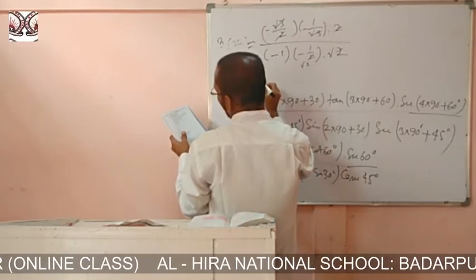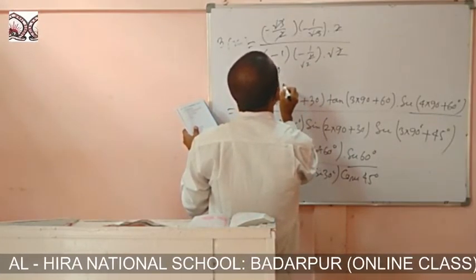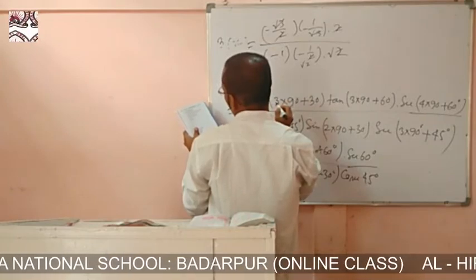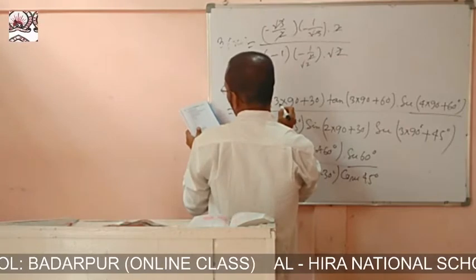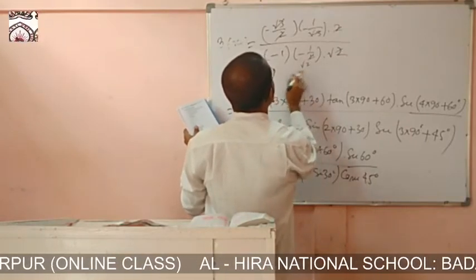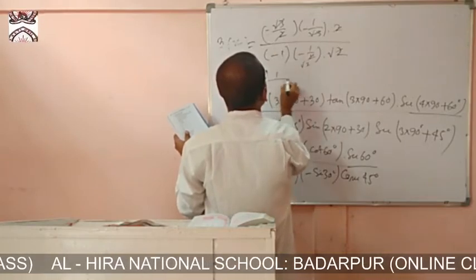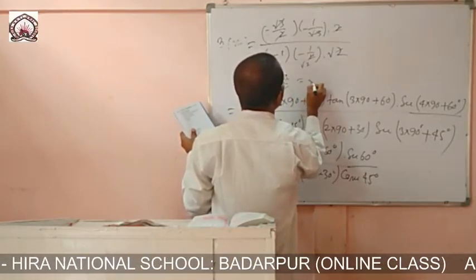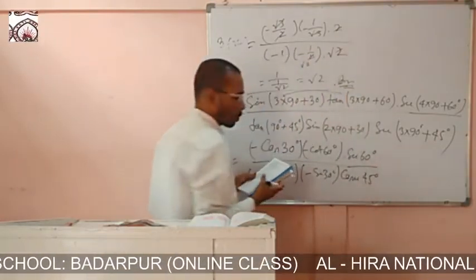So this will be 1 by root 2 by 2. This will be 1 by root 2. Then if it divides 1 by root 2, it will be root 2. This will be the answer.